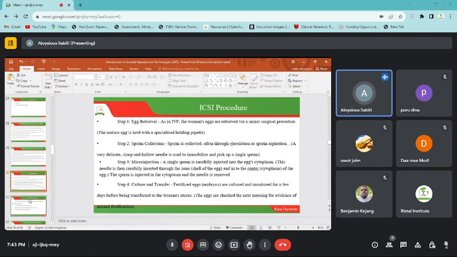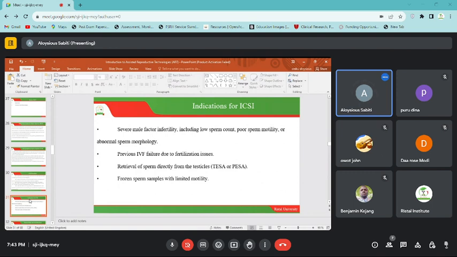Then the fourth step is that culture and transfer occurs, where the fertilized eggs or embryos are cultured and monitored for a few days before being transferred to the woman's uterus. So here the eggs are checked the next morning for evidence of normal fertilization. The next morning you should be able to see a cell division process occurring, and then you can do the transfer.